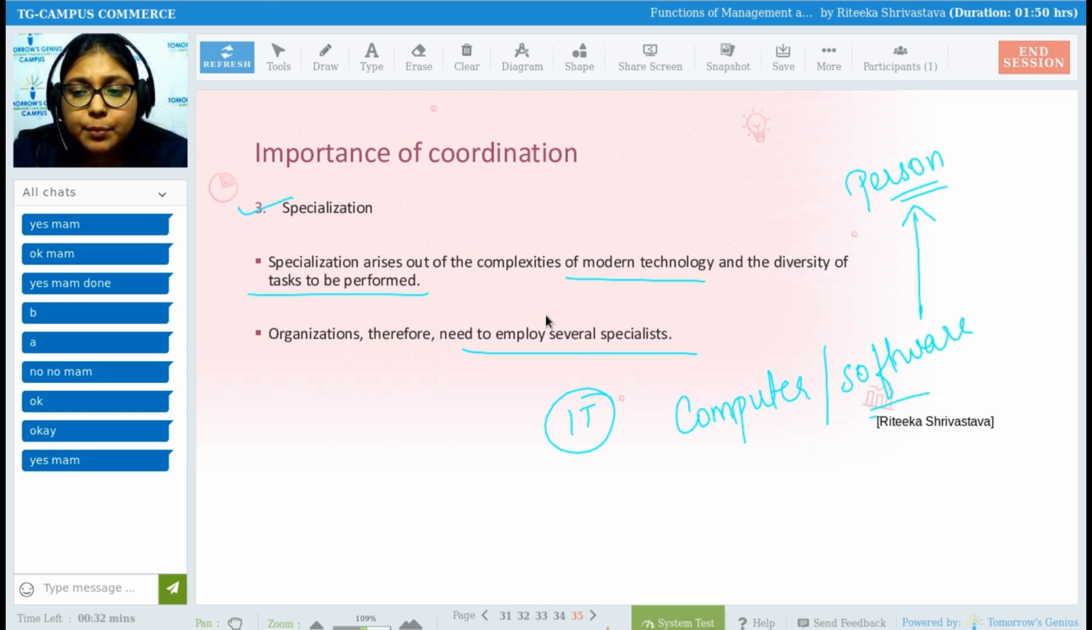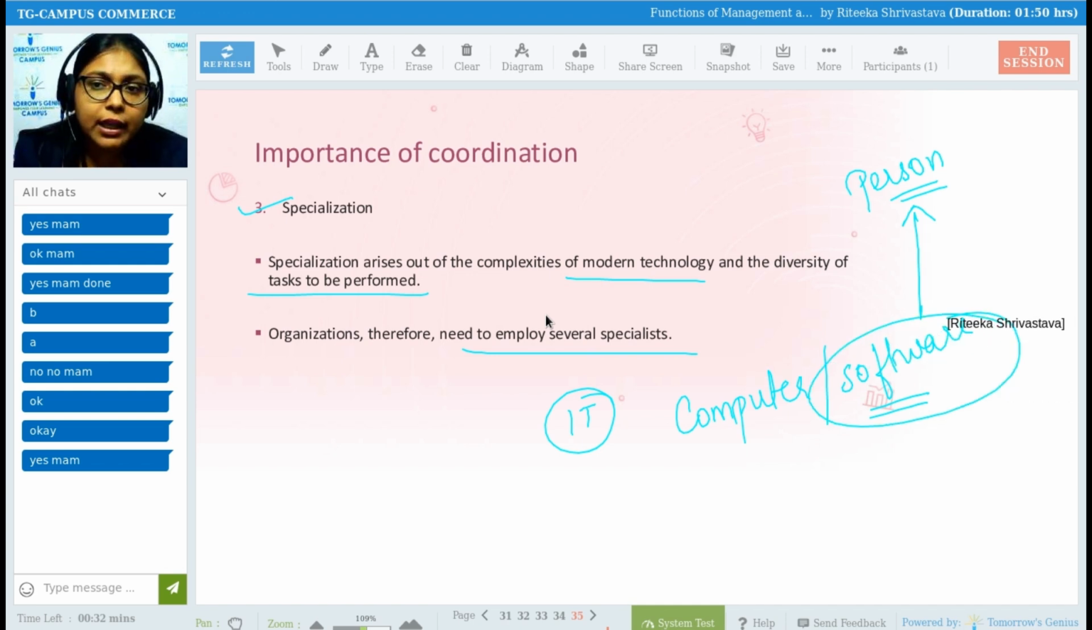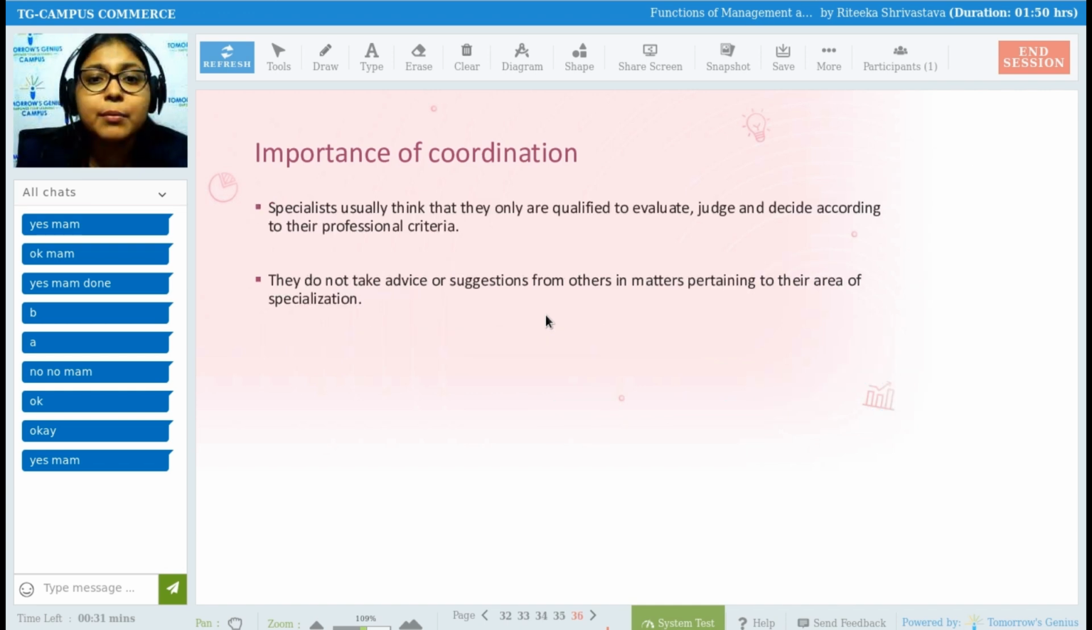Only then can I hire that person, staffing, remember, hiring the right people at the right position. So if I want to work on software, I will have to hire a person who has complete awareness and knowledge about the software. That is why they say that at times it is important to hire a specialist and get the work done from that particular specialist. That will make the proper coordination.